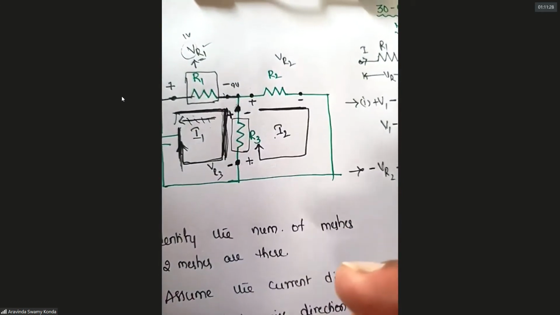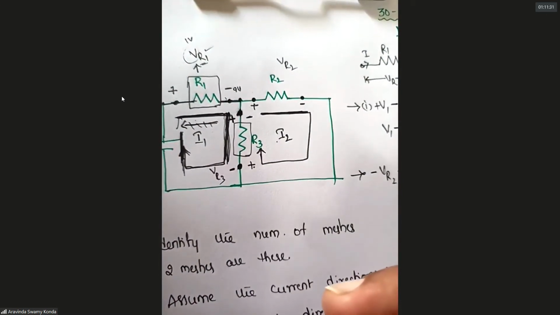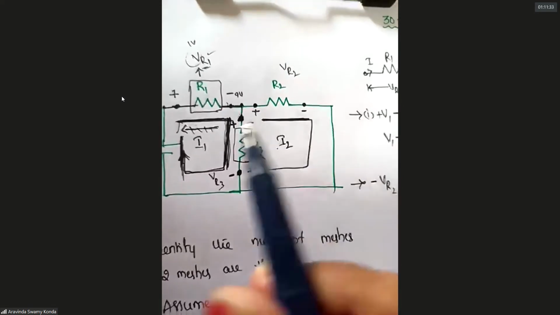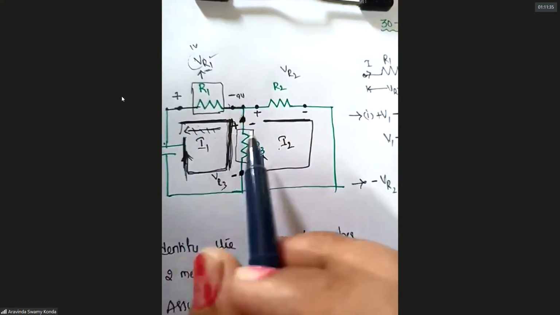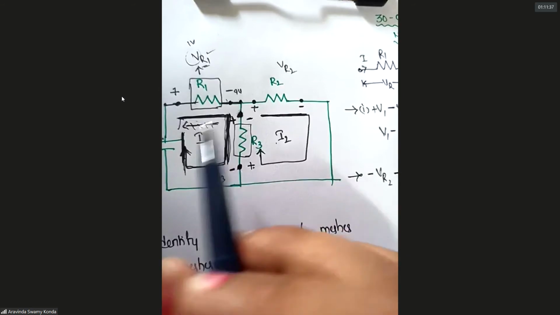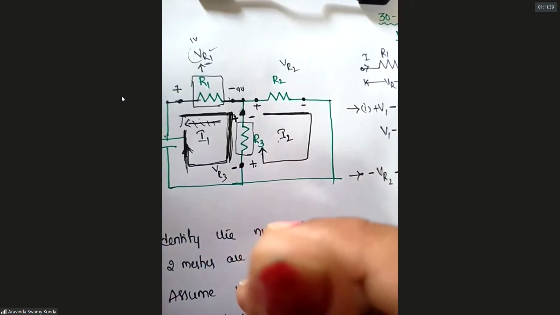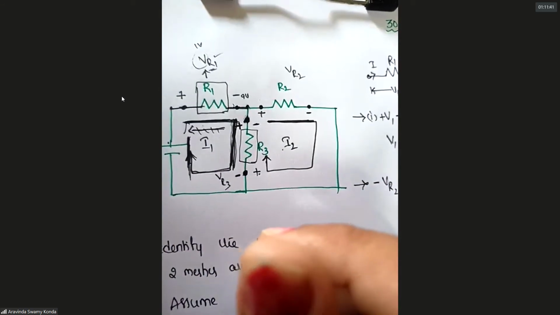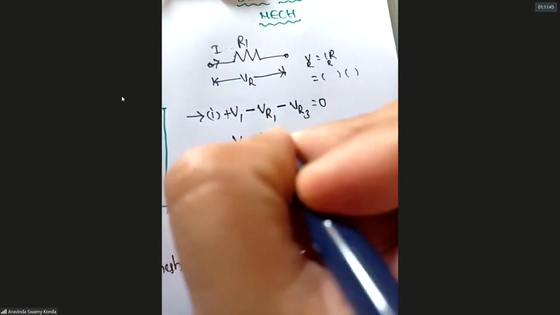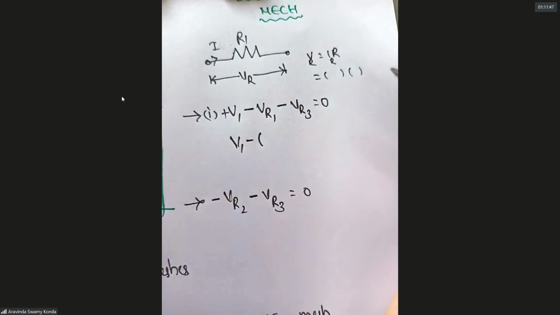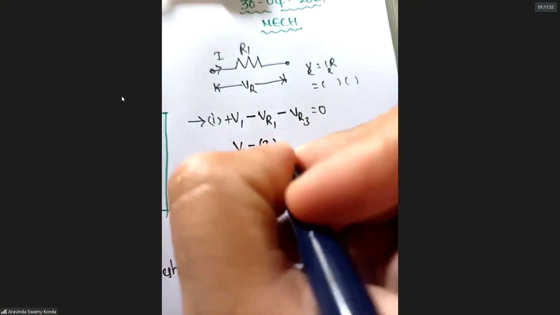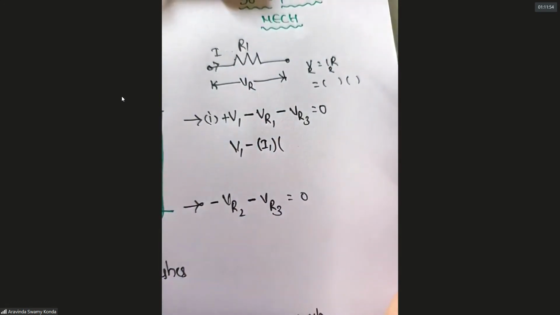Am I clear up to now? Yes, sir. So for R1, what is the current? I1. For R3, what is the current? I1 minus I2. Am I clear? Yes, sir. So see, V1 minus VR1 is nothing but the current in R1, what is the current? I1. I1 into what is the resistance value?